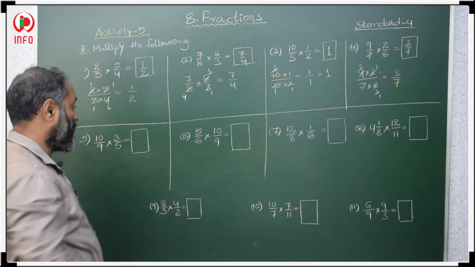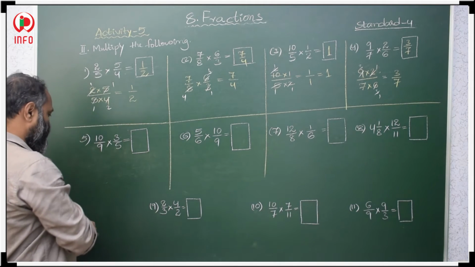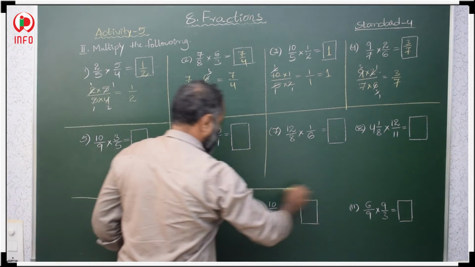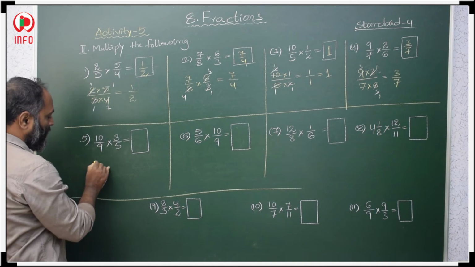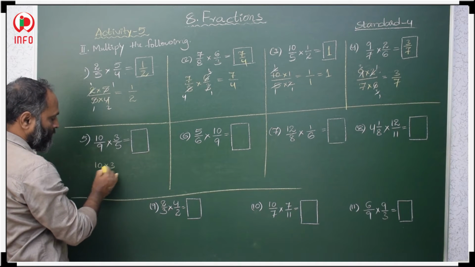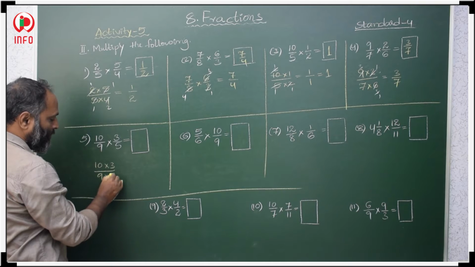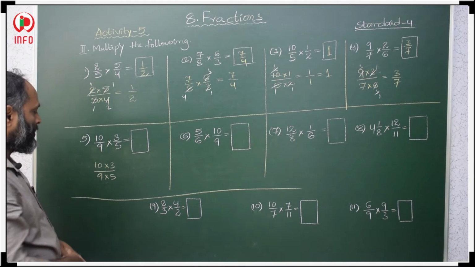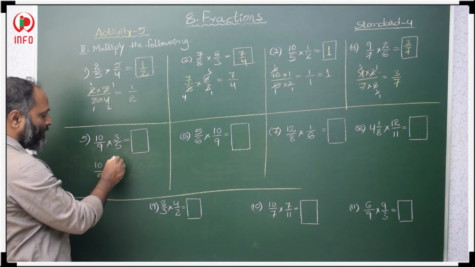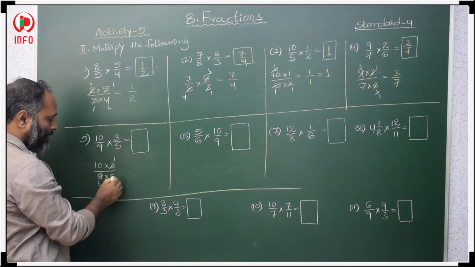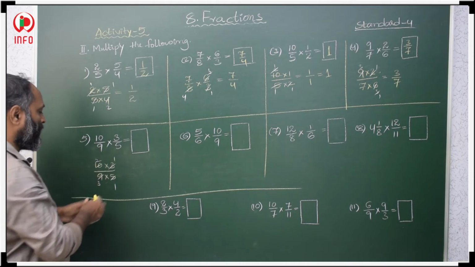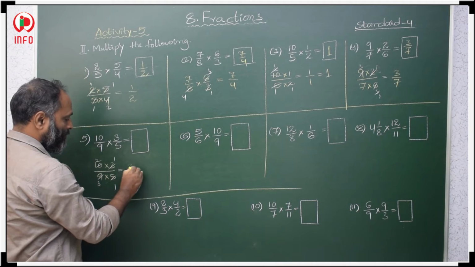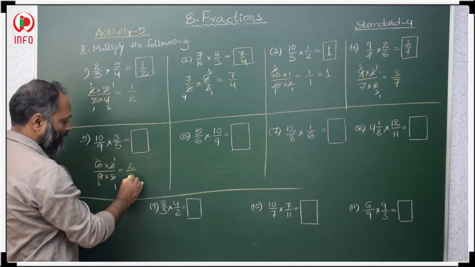Now after that, we have to multiply this, numerator with numerator, 10 into 3, 9 into 5. Then cancel this: 3 ones are 3, 3 threes are 9, 5 ones are 5, 5 twos are 10. 2 into 1, 2 ones are 2, 3 ones are 3, 2 by 3.